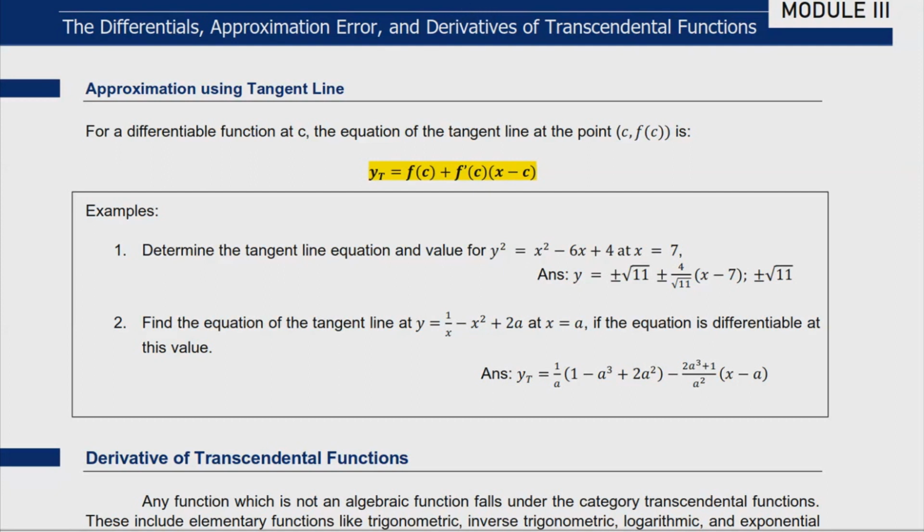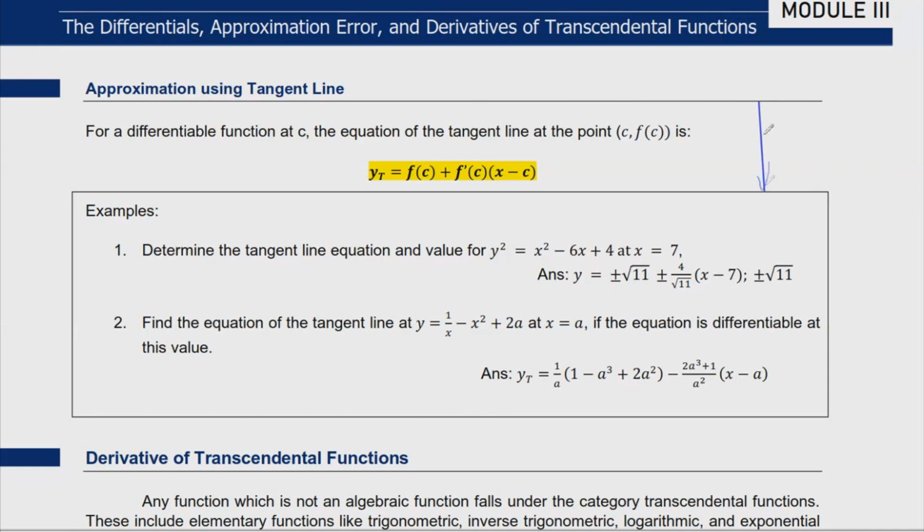Now, this topic works in the same way that we use Newton's approximation. It's just that we have this equation which states that the tangent line equation, y sub t, is equal to f of c, meaning if you have c that is a certain value of x, and you substitute that value into the given function, so that's f of c, and then you take the derivative, substitute that value again, and multiply that with x minus c, which in this case c is a constant. So you'll be able to get the equation of the tangent line.